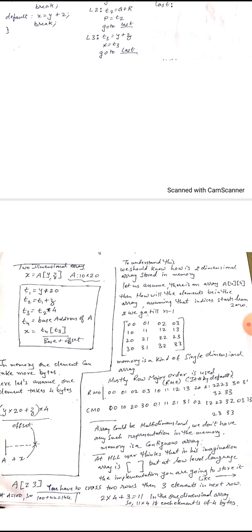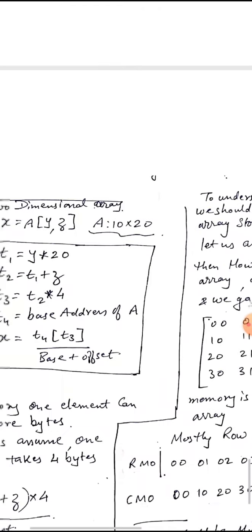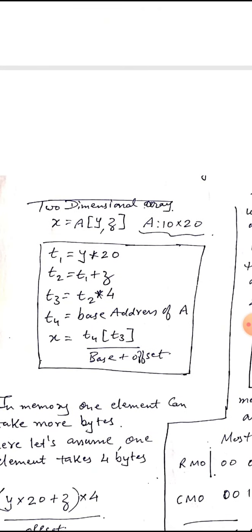X equal to a y comma z. If you look into this, a is having some address, something like the base address, and y and z are nothing but the dimensions which are supposed to be there. So how to convert this into the representation? Normally you need to make sure that this y, let's say, is having some 20 elements. So y into 20, that is the number of elements which are going to be there.